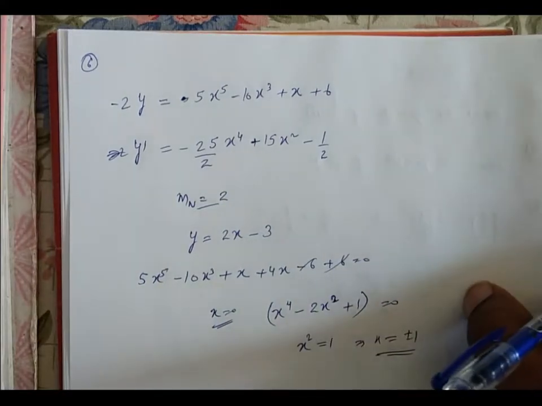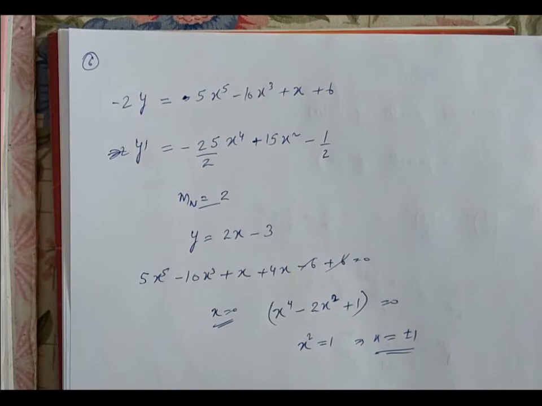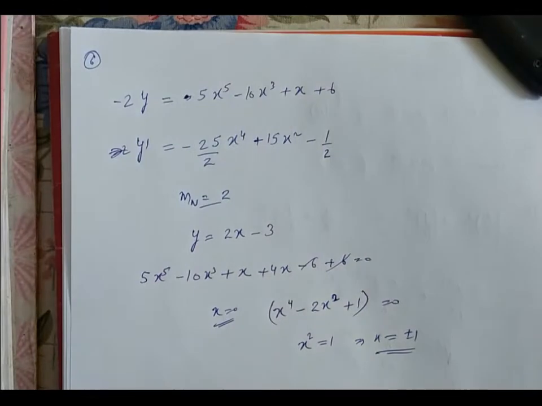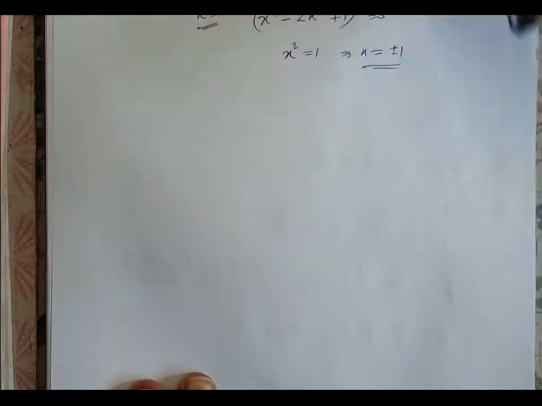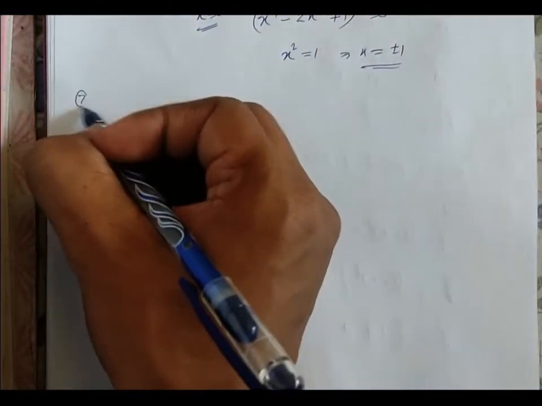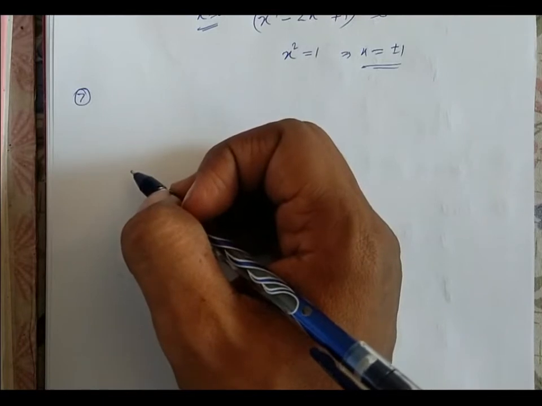Okay, moving on to the next question, question number 7. If the tangent at x1 y1 to the curve x cube plus y cube is equal to a cube meets the curve again at x2 y2, then prove that x2 upon x1 plus y2 upon y1 is equal to 1.